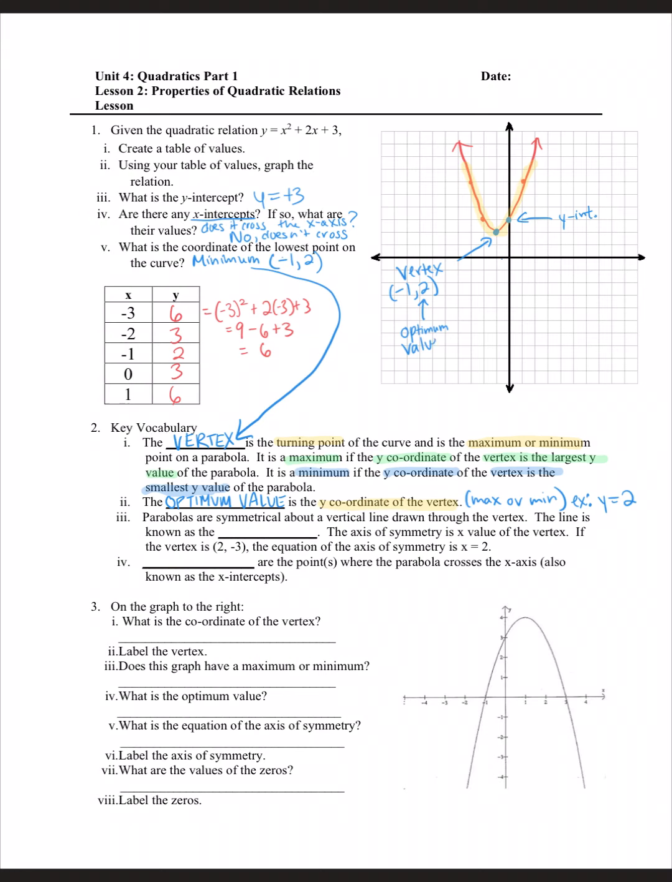value. Okay. Parabolas are symmetrical about a vertical line drawn through the vertex. So if I was to draw a vertical line, and we always draw it with dots, not to confuse it as being part of the parabola. Okay, this vertical line is known as the axis of symmetry.